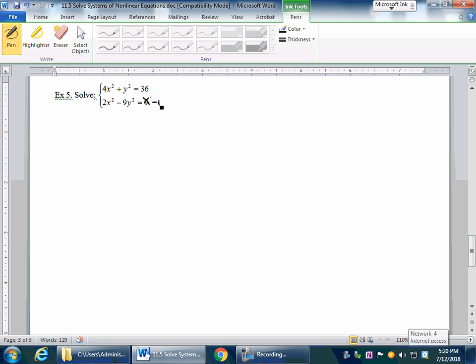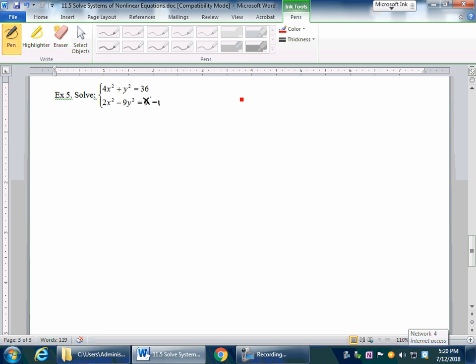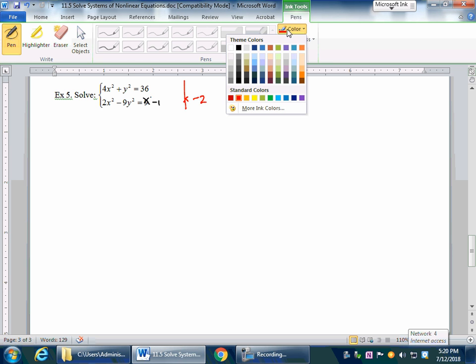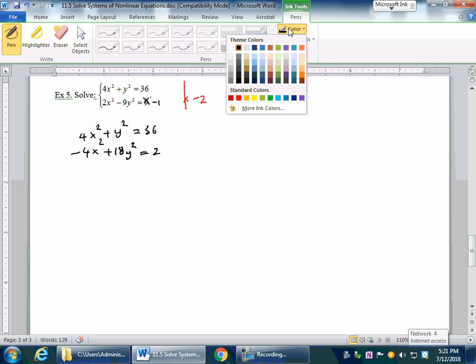So now for this example, if I want to eliminate one of the variables, in this case I will eliminate the variable x, so I'm going to multiply the second equation by -2. So this will give me 4x squared plus y squared equal to 36, and -4x squared plus 18y squared equal to plus 2. Now we add these two equations together.